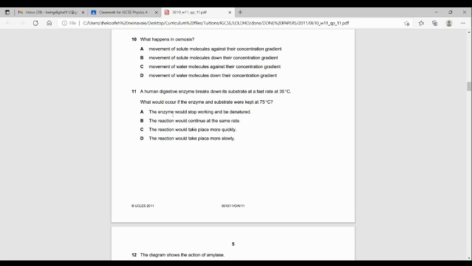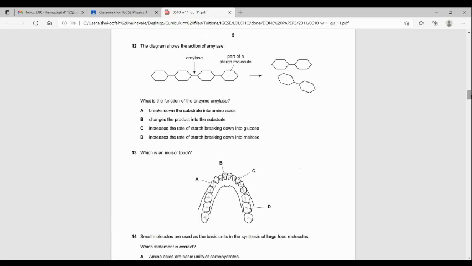Now let's get back to the question. The first part says that the enzyme would stop working and be denatured. This is correct. Based on whatever I tell you, A is the answer. The rest of them are wrong. The reaction would continue at the same rate? No, never. The reaction would take place more quickly? No. I said this is the optimum temperature. It means that if you increase the temperature, it won't go up. The reaction rate won't become more than this anymore. For this enzyme, this is the fastest rate of reaction. The reaction would take place more slowly? Again, no. Actually, it totally becomes denatured and stops working. So the answer is A.